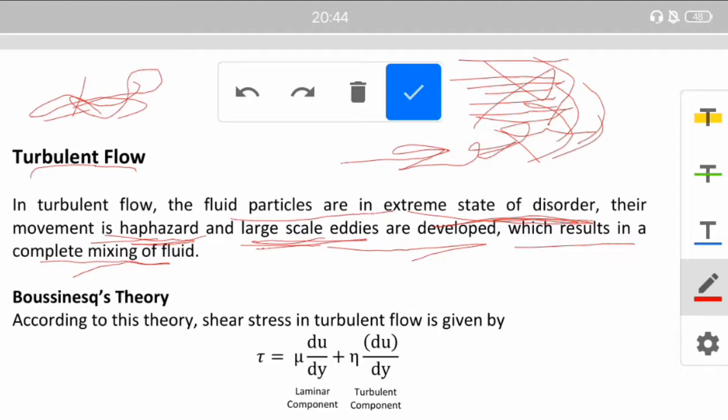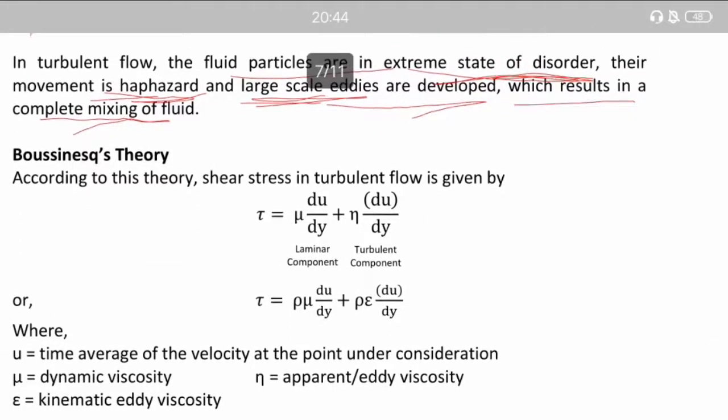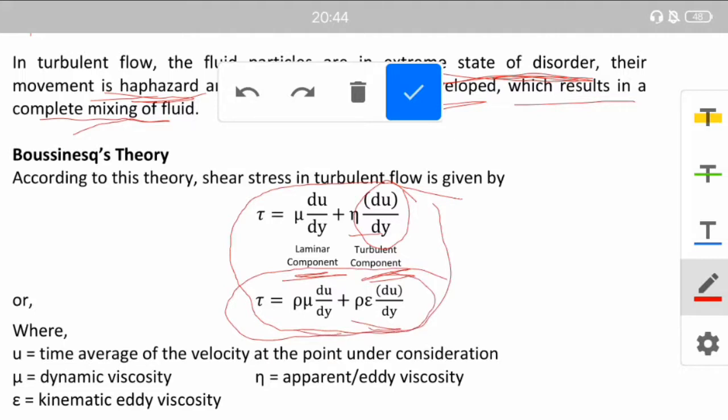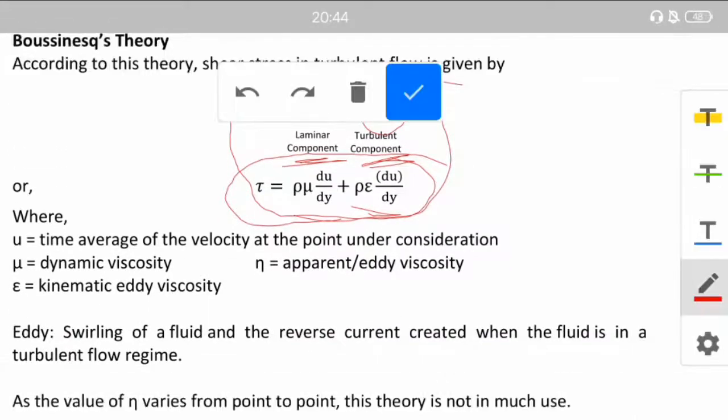So Boussinesq theory gave that the shear stress is equal to mu du upon dy plus eta du upon dy, where this one is the laminar component and this one is the turbulent component, or if you multiply the density with it, you will get rho nu du upon dy and rho epsilon du upon dy, where u is the time average of the velocity at the point under consideration, mu is the dynamic viscosity, eta is the apparent or eddy viscosity, and epsilon is the kinematic eddy viscosity.